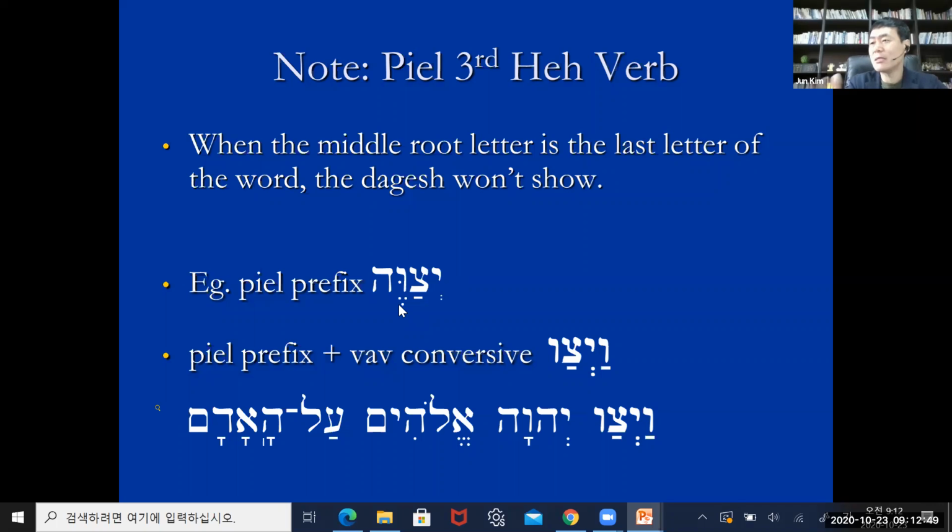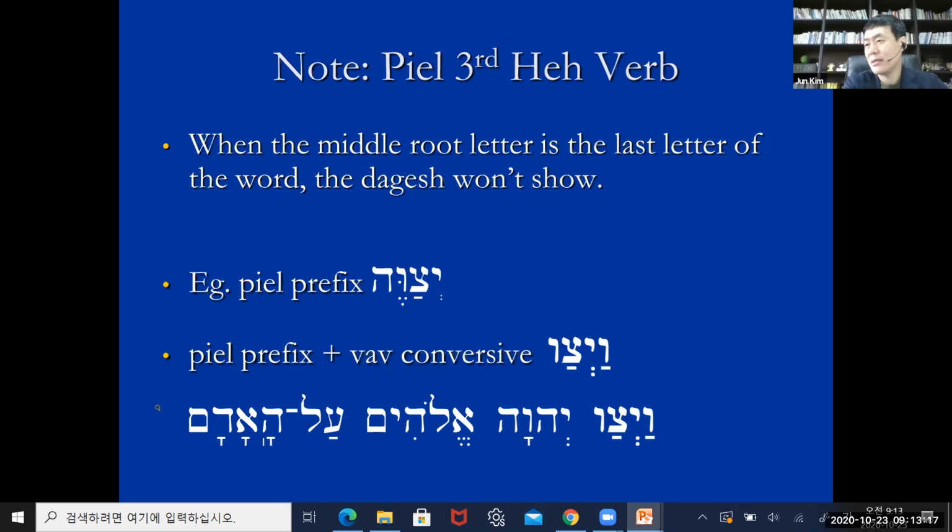So we can easily recognize it. It's a tsava, and then PS stem and prefix form, 3MSG. What happens when it comes with the verb conversive? The verb conversive affects the vowel system, and then the third head will be missing. In that case, the verb should be carrying dagesh forte when this one is the PS stem.